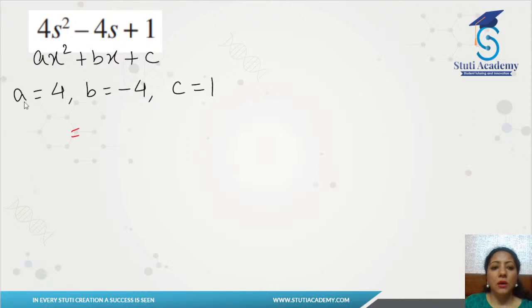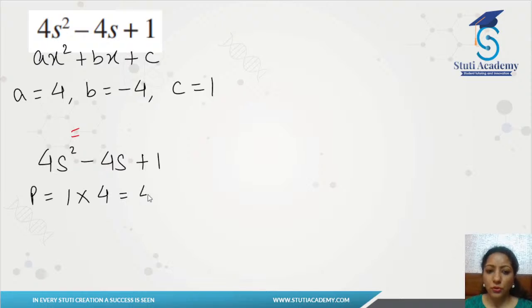After this, we've got a, b, c. Now the next step is I'm going to solve for the zeros of the polynomial. So we have 4s square minus 4s plus 1. We want two numbers whose product is 1 into 4. 1 into 4, that is 4. Positive 4 we want. And the sum we want as minus 4.